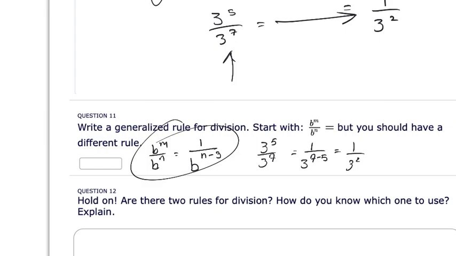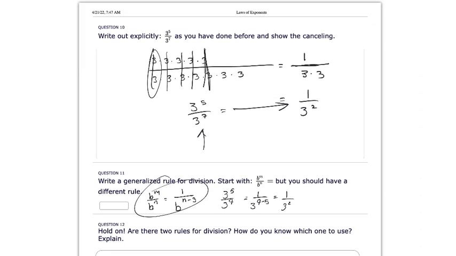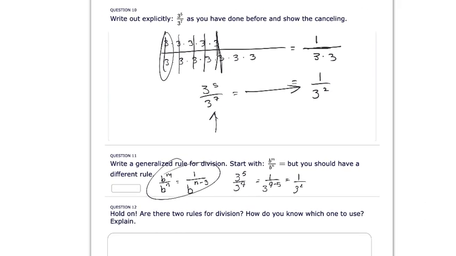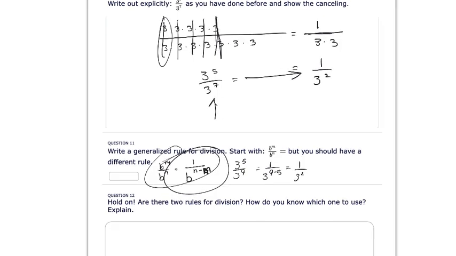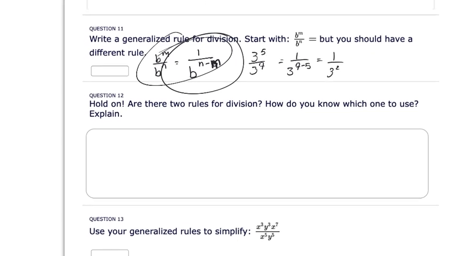But now, see, we got a problem. That's what question 12 is trying to address. Because we have this rule now where you subtract them, but you're in the denominator. It should be an n down there, not a 3. An m, actually. And so how do we decide when to use that rule?